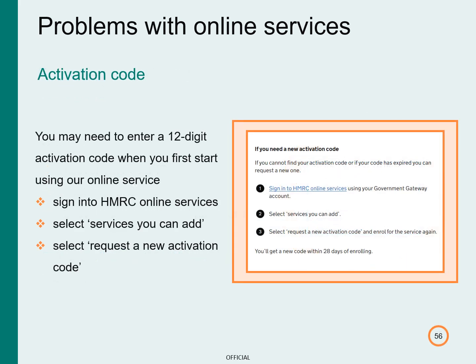You may need to enter a 12-digit activation code when you first start using our online service. If needed, you'll be told about this at the point you register. If you need a new activation code, you'll need to sign into HMRC online services using your government gateway credentials. Select services you can add, select request a new activation code and enroll for the service again.